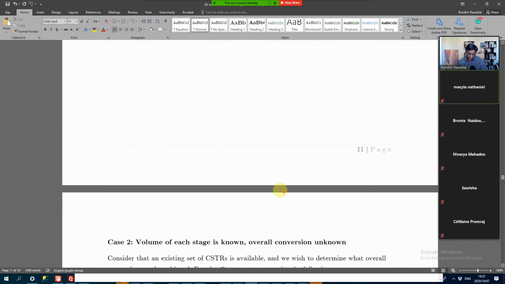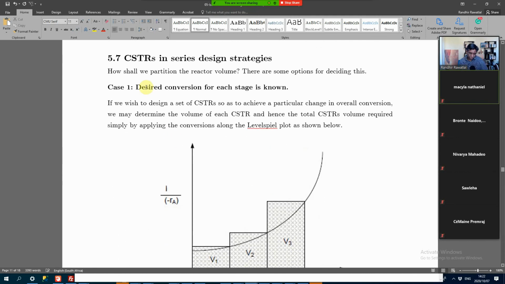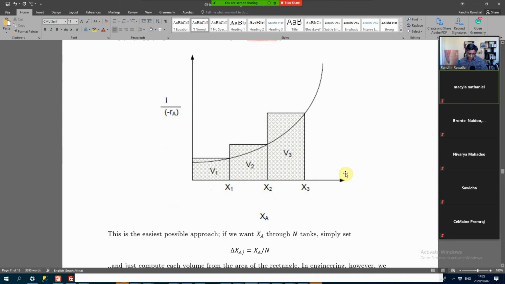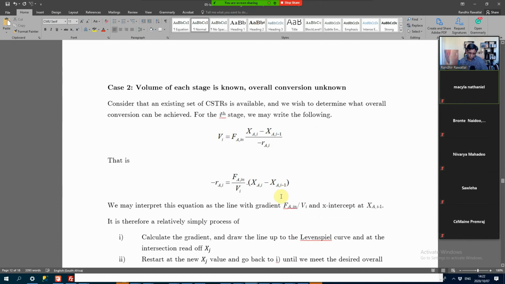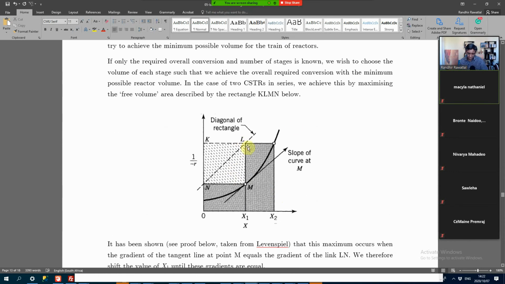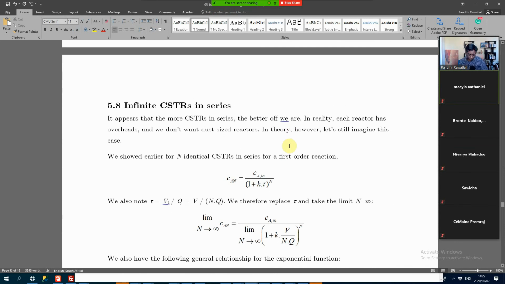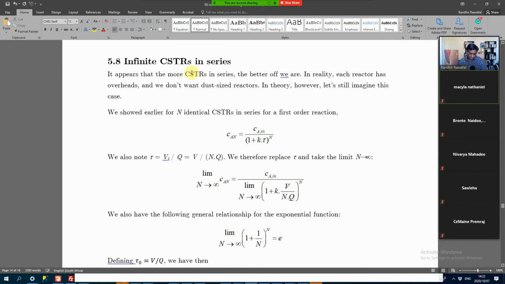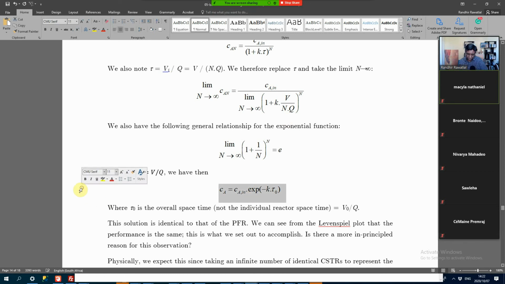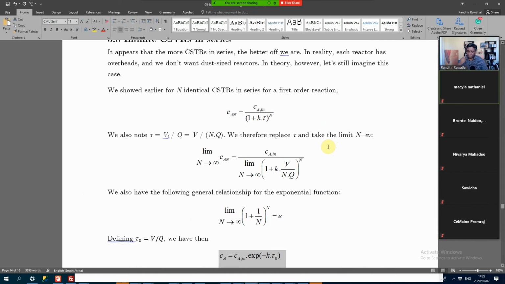And then we can think about strategies towards that. We can think about having the same conversion in each CSTR, keeping the volumes the same, or minimizing the total volume. So these are all strategies that are described in detail in that video. And if you have infinite CSTRs in series, you can show mathematically that you are getting closer and closer to plug flow type behavior. And so, as we said in the video, as you increase n, you are getting closer and closer to plug flow behavior.